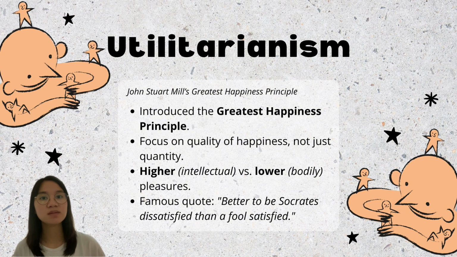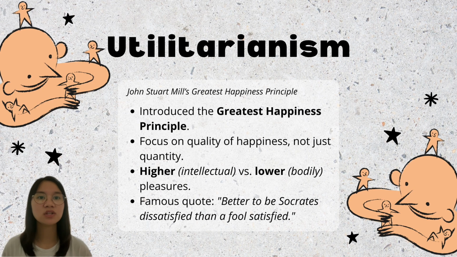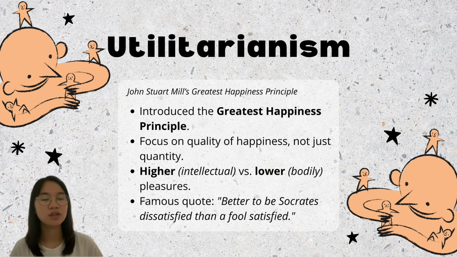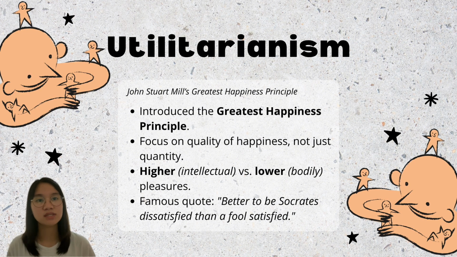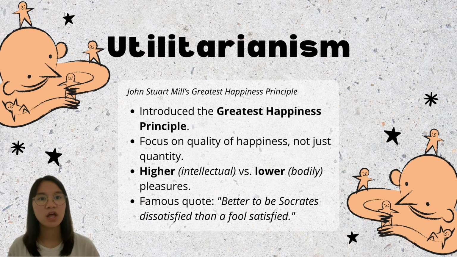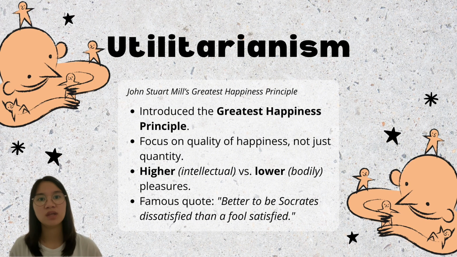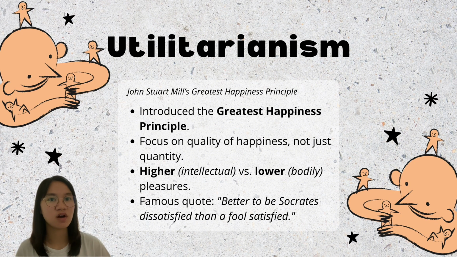Intellectual and artistic pleasures, for instance, provide a deeper sense of fulfillment compared to simple physical pleasures. He famously said, "It is better to be a human being dissatisfied than a pig satisfied. Better to be Socrates dissatisfied than a fool satisfied." Through this, Mill illustrates that those who have experienced both higher and lower pleasures will always prefer the higher ones, even if they come with some dissatisfaction or discomfort.